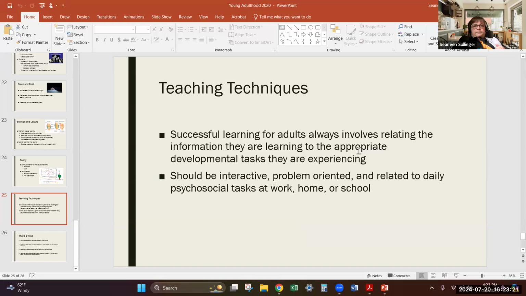And then the teaching techniques, looking for ways to help adult learners learn more successfully. And so relating information to developmental tasks, and hopefully interactive and problem oriented and not so much memorization.